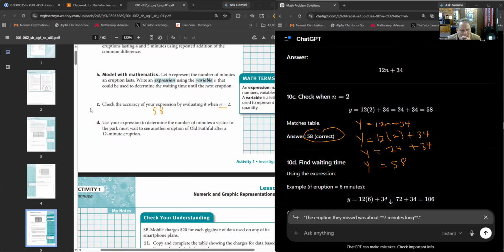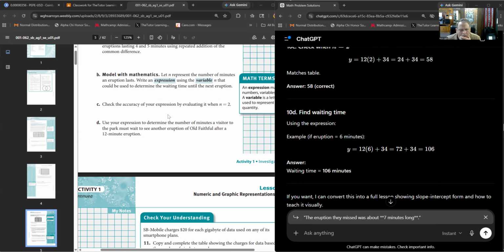And D. All right, use your expression to determine the number of minutes a visitor to the park must wait to see another eruption of Old Faithful after a 12-minute eruption. All right, so we had a 12-minute eruption. So use your expression to determine the number of minutes a visitor to the park must wait to see another eruption. All right, well, let's give an example. If you have an eruption that is 6 minutes, right here, we're going to say y equals our 12n plus 34.